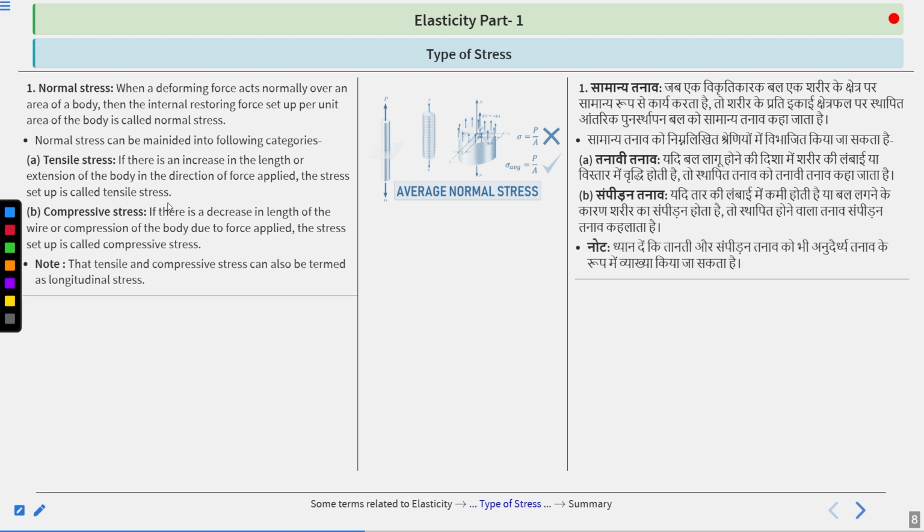There is a note. Tensile and compressive stress could also be termed as the longitudinal stress. Why? Because these are dealing with the increase in length in case of tensile stress, and decrease in length in the case of compressive stress. Got it? That's why these are known as the longitudinal stress.